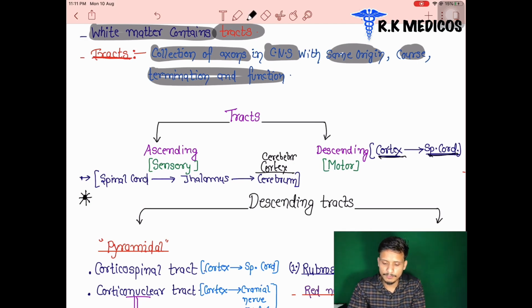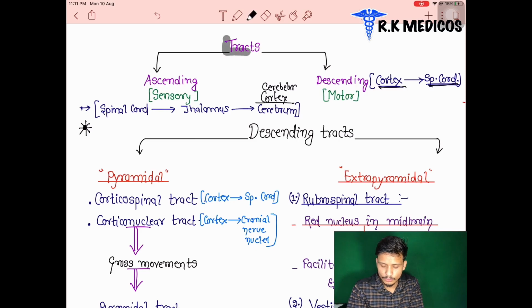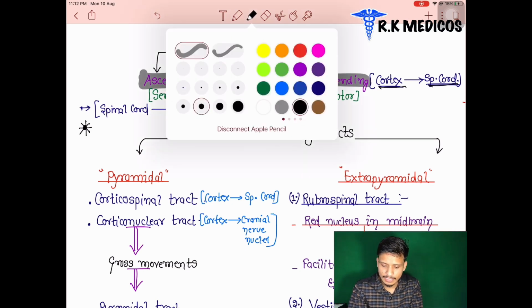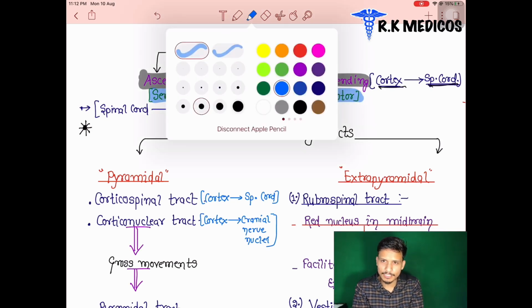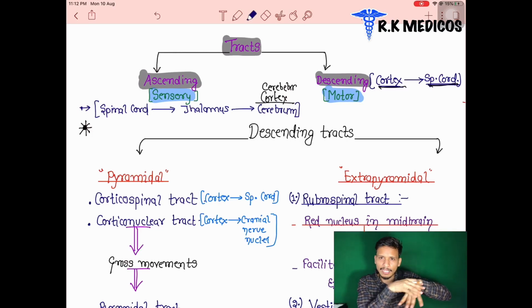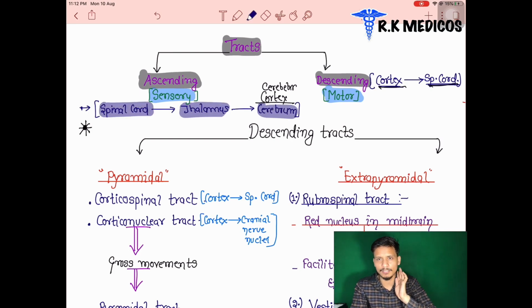Now we are going to classify the tracts into two types. You can see here these tracts are classified either into ascending or descending. The ascending one, as I told you, is called sensory, and the descending one is called motor. These fibers are carrying information. The ascending one, the sensory one, from our hand moves towards the spinal cord. From the spinal cord they go to the thalamus, spinothalamic, and then to the cerebral cortex, cerebrum or cerebellum. So they are moving upward. That's why ascending or sensory.